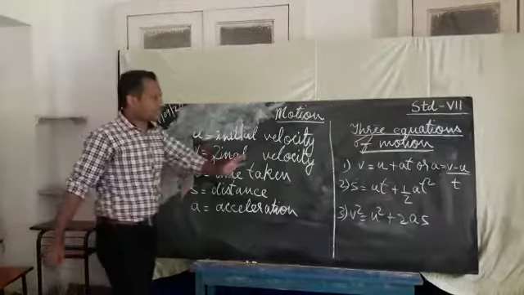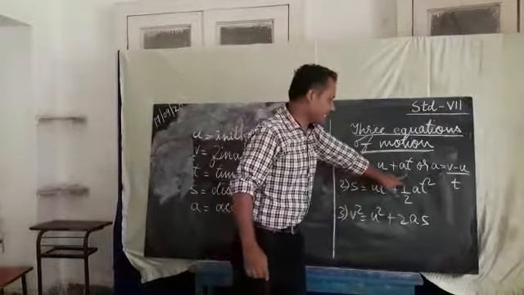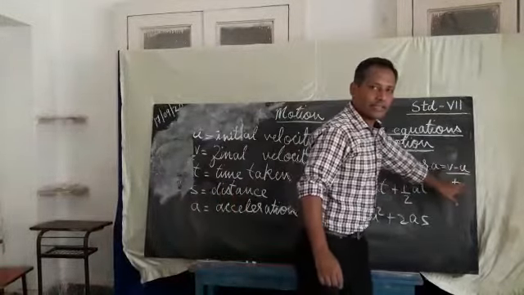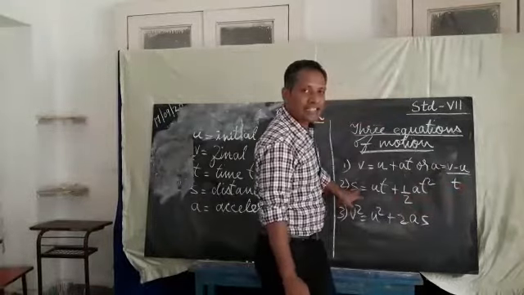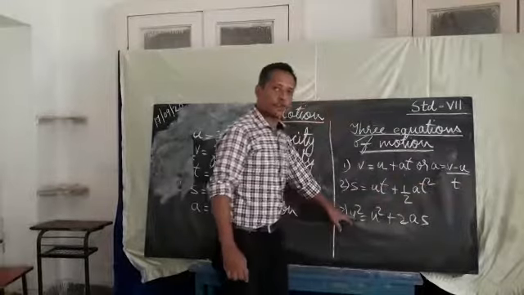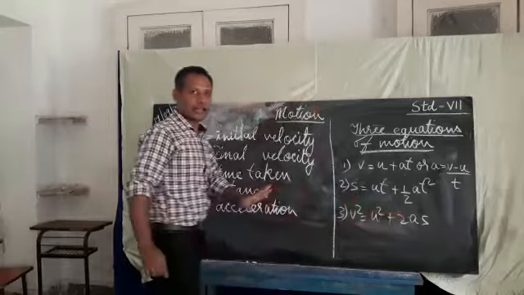Now we have studied the three equations of motion. The first equation was v = u + at, or a, that is acceleration, is equal to (v - u) / t. The second equation was s = ut + ½at². And the third equation was v² = u² + 2as. Now three equations are there.